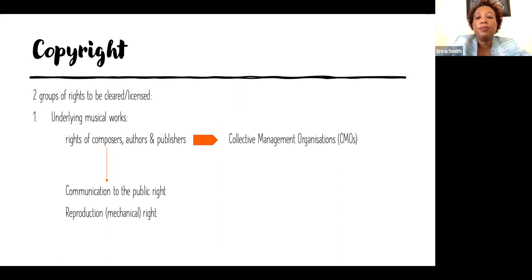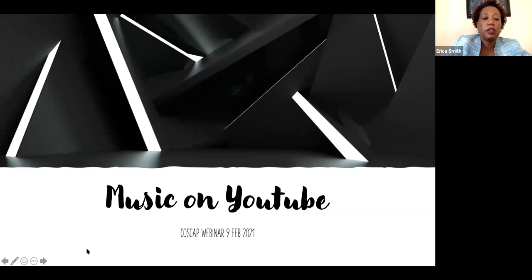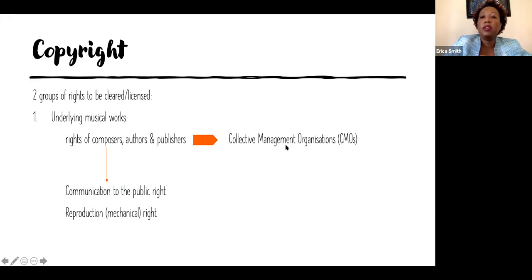So generally, there are two rights managed by the Collective Management Organization, or the CMO, on behalf of the composers, authors, and publishers. The performing rights side, which is communication to the public or which includes public performance, and the reproduction or mechanical right. So as you see in the diagram, you would go to the CMO to license those rights.